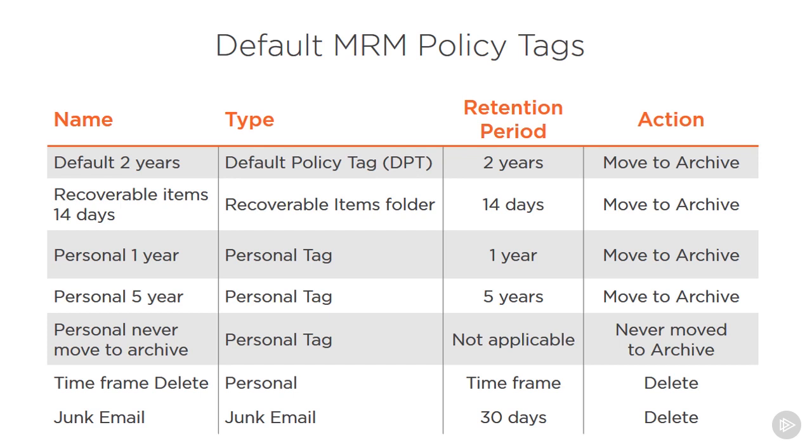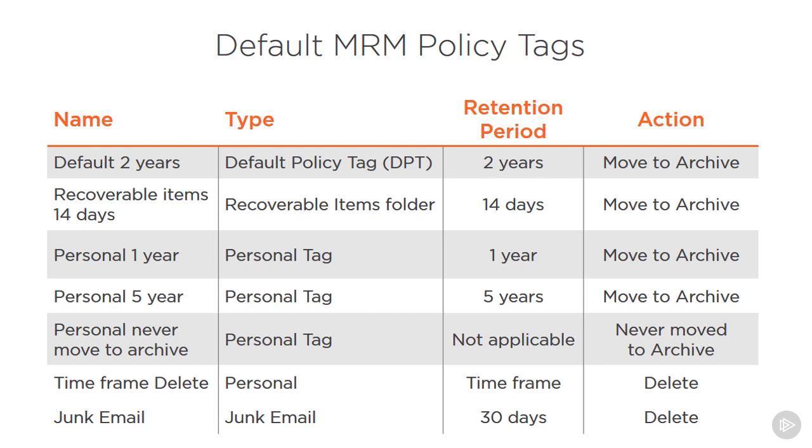The default 2 years, or the default policy tag, also referred to as DPT, has a retention period of 2 years. At the end of the 2 years, it's moved to the archive. The tag called recoverable items 14 days, which is a type of recoverable items folder, has a 14-day retention period. These are also moved to the archive. We have two personal tags, one for 1 year, the other for 5 years, with a 1 year and 5 year retention period respectively, and these are also moved to archive. The personal never move to archive tag is content that will never be moved to archive, as you can see with the action column there.